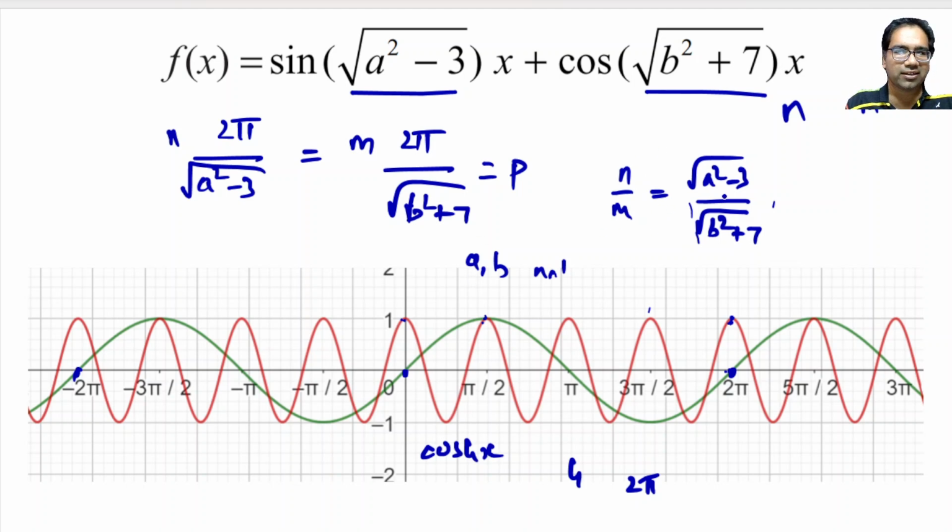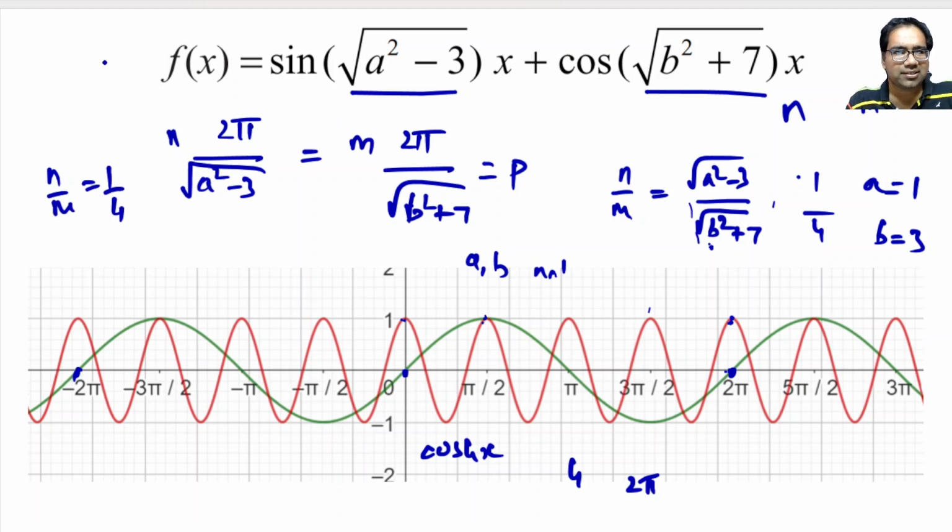Let us try with a. Obviously, a square minus 3 should be greater than 0. So a should be greater than 1. If a is 1, it is not possible. When a is 2, it is leading to 2 square minus 3, under root 4 minus 3, which is equal to 1. And similarly, when b is 2, it is not working. When b is equal to 3, then 3 square is 9 plus 7, 16, root is 4. Right. So what does that mean? n by m is equal to 1 by 4.